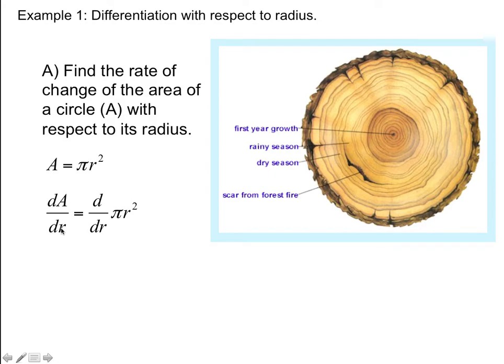So that just means doing the power rule on variable r. So what we're going to do is the power rule on variable r here. So the pi is going to come out in front, and then we're going to differentiate r squared. And so we're going to get 2r. So the instantaneous rate of change of area with respect to radius is 2r times pi, or just 2 pi r.